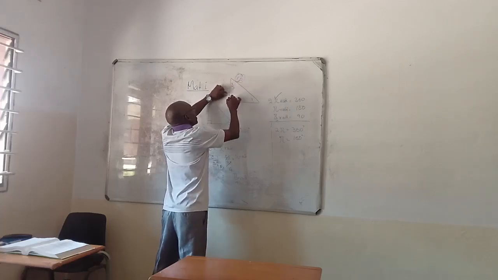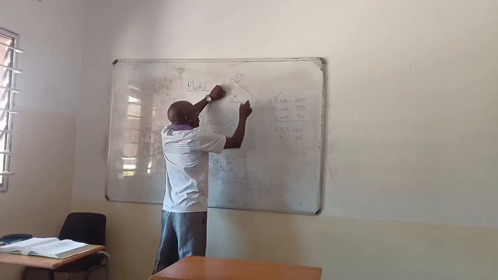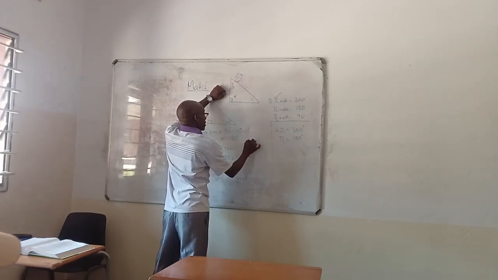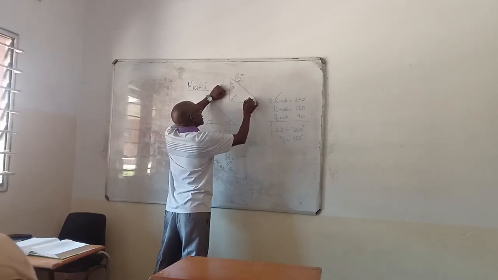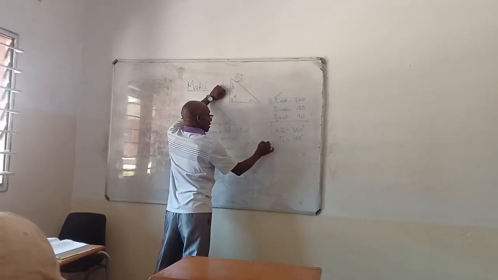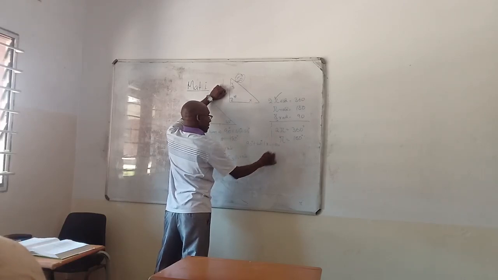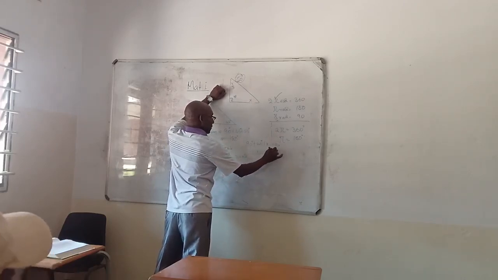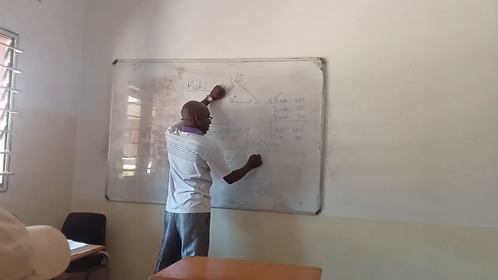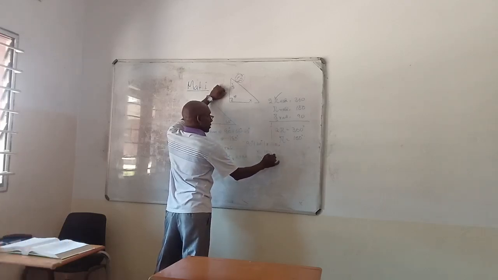And this is 90. What will be here? 90 degrees plus 60 degrees plus x is equal to 180. So x is equal to 180 take away 150. X is equal to 30 degrees.